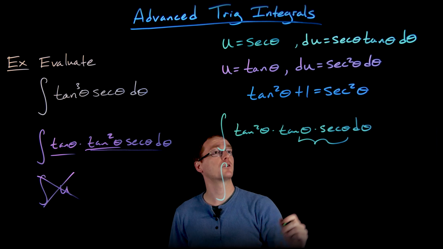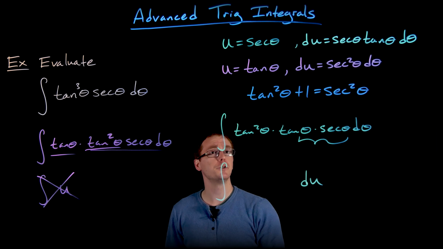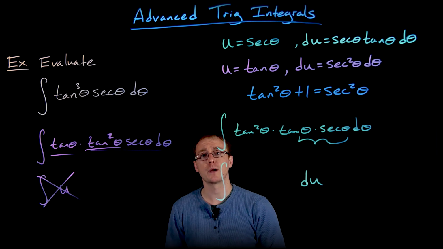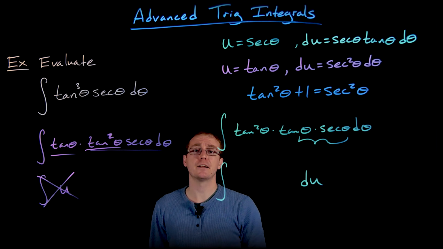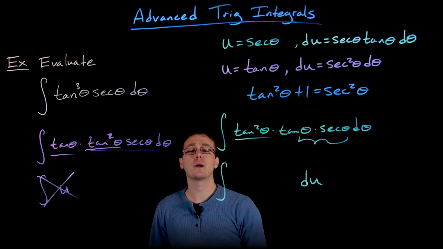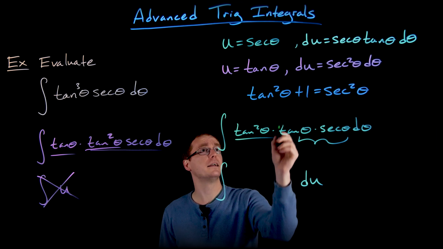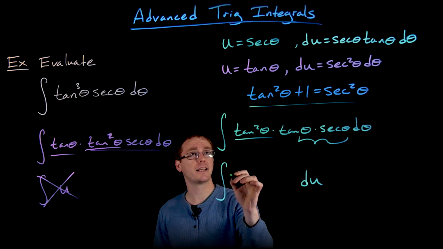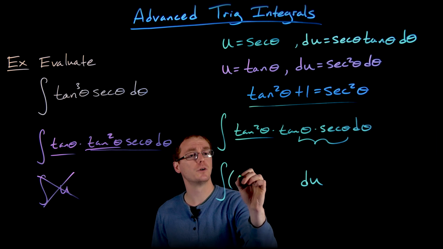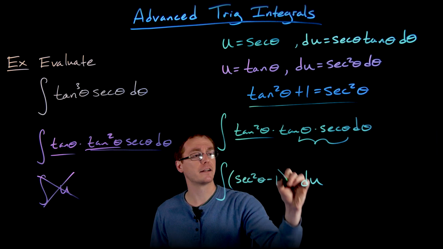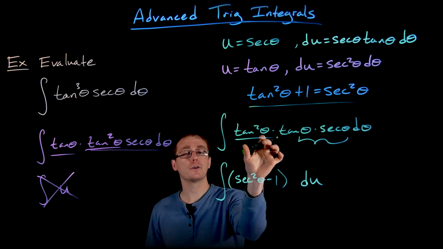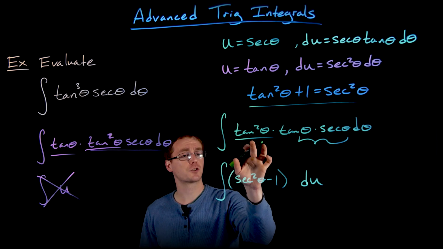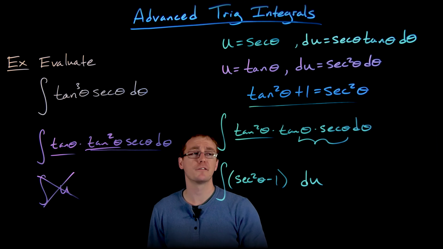So that last product will turn into our differential of u, but now we still have this tangent squared of theta that we have to deal with. Remember, we're setting everything up for a u equals secant of theta substitution, and our remaining tangent squared factor doesn't have any secant of thetas when it's written in this form. But if we use our Pythagorean identity that says tangent squared of theta is equal to secant squared of theta minus 1, then we can make some more progress.